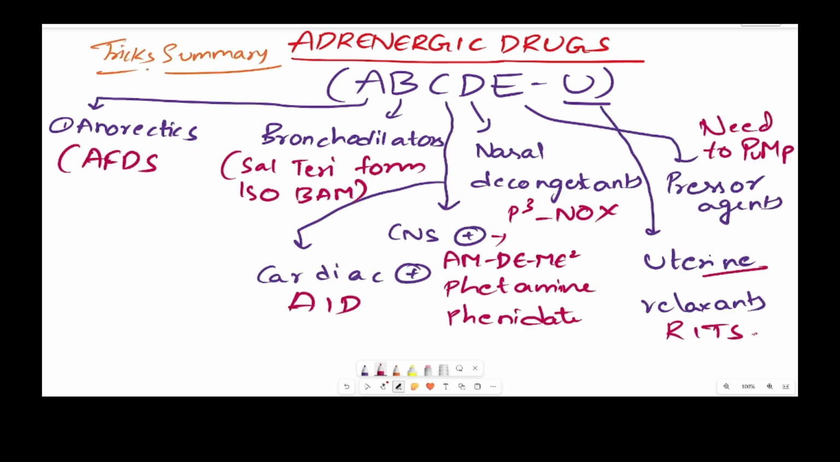So this is the overall summary of all the tricks in one place. First one is anorectics. There you can remember AFDS. And second one is with B, bronchodilators. So Saltaraform is Isobam. And third one is with C, which is CNS stimulants and cardiac stimulants. CNS stimulants means just remember phetamine and phenidate.